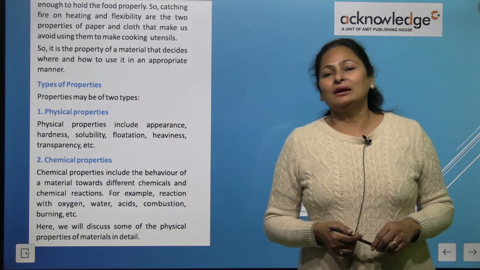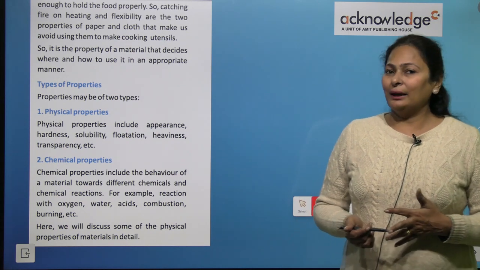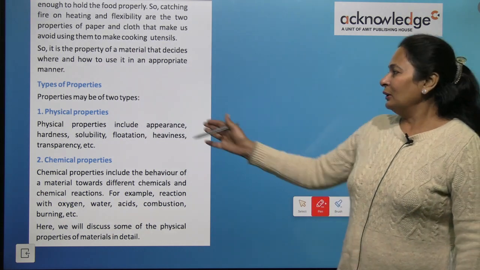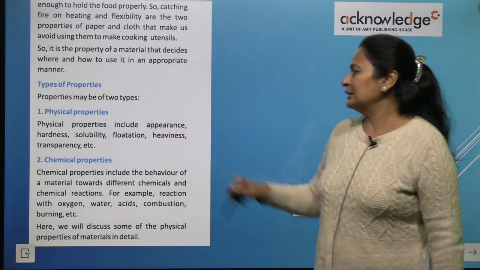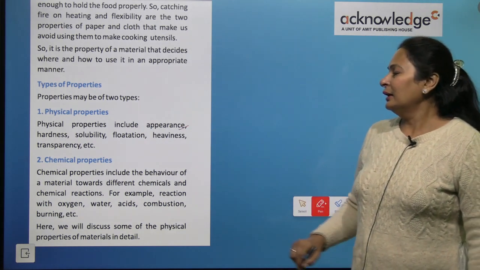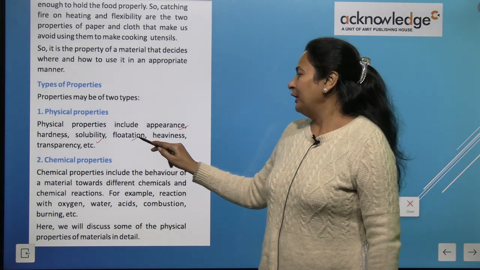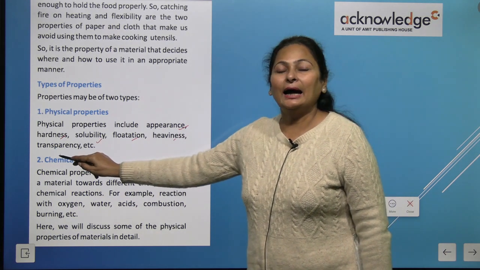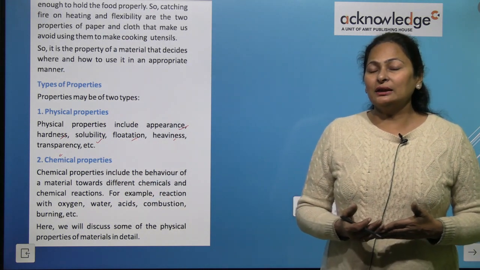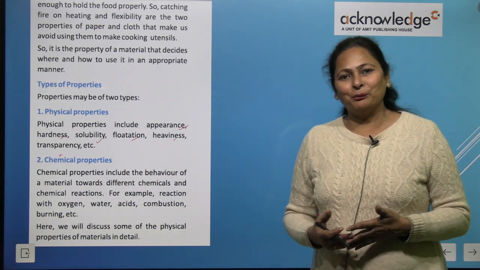In this class, we will learn about the physical properties only of the materials, and the chemical properties will be taught to you in the higher classes, right? So let's see the physical properties. Physical properties include appearance of the material, hardness, solubility, flotation, heaviness and transparency. These are some physical properties of a material. Don't worry, we will discuss in detail one by one, right?